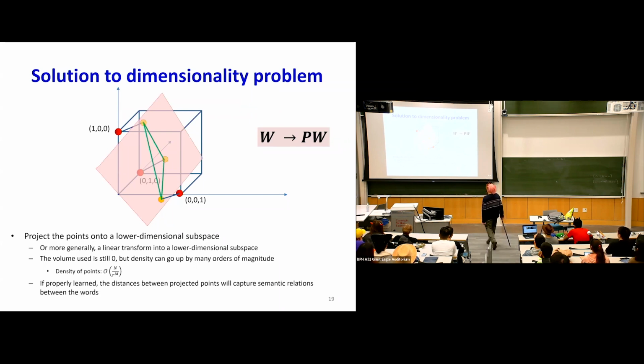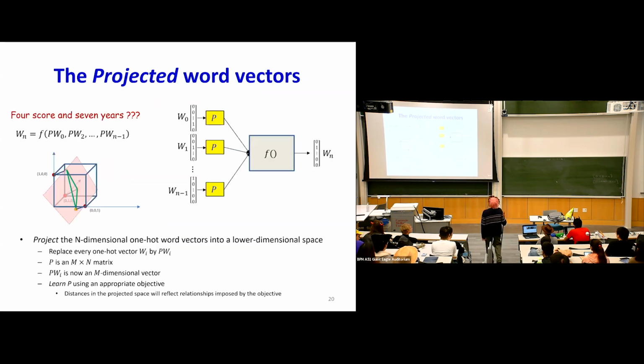And also, if you properly learn this projection, then the distances between the projected points could be meaningful. They could actually make sense, and the positioning of the vectors on this plane will tell you something about how the words relate to one another. So the objective is to actually learn a projection which gives you a lower dimensional representation that's also meaningful. Now, let's go back and look at how we can do this.